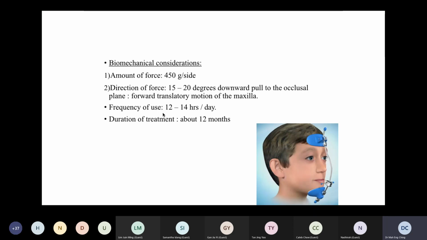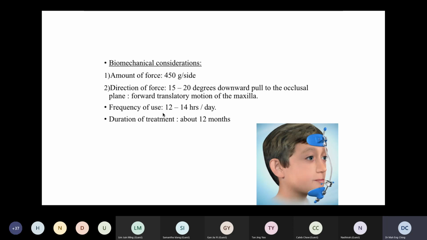It must be more than 12 hours per day, otherwise it won't work. So this means more than half a day of the time patients are wearing this headgear. So it's not easy, because it's more than half a day that the patient is walking around wearing this. They will disturb the daily activity.